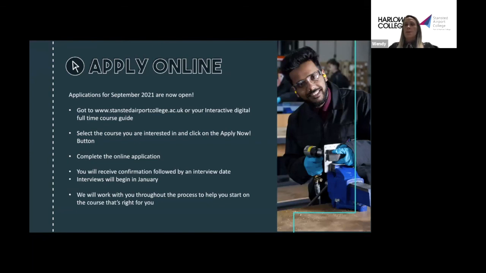Applications for September 2021 are now open, and it's really simple to apply. Go to our website, or you can access the course link via your interactive digital full-time course guide. Select the course you're interested in and select the Apply Now button. It's as simple as that.